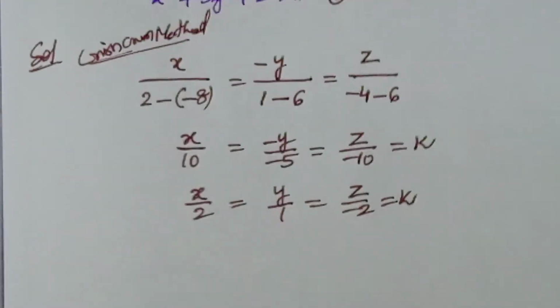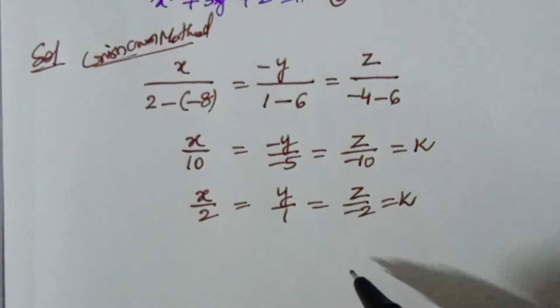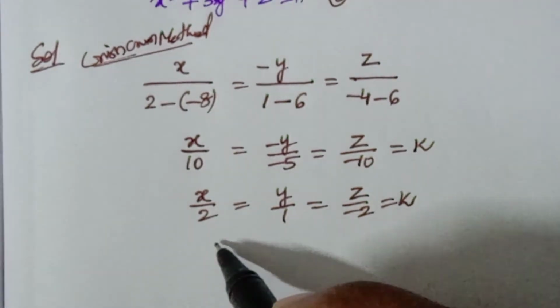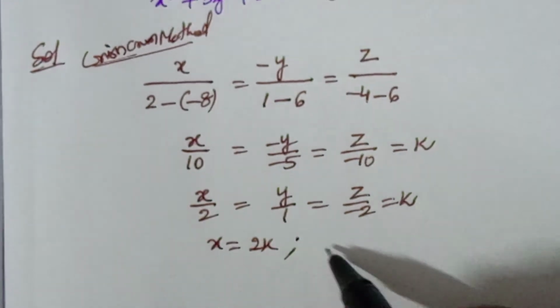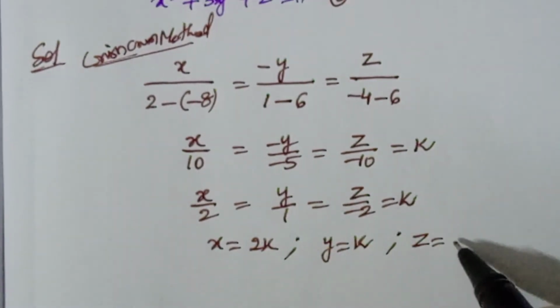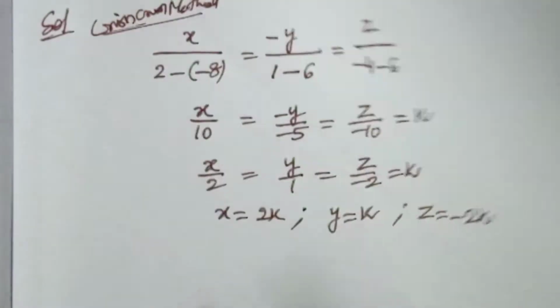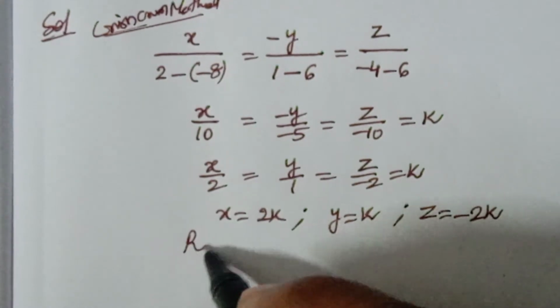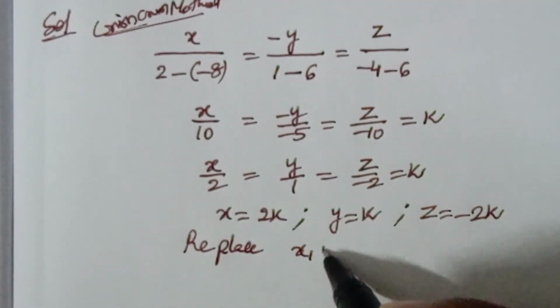So this is one new model. So here what are you getting? x is equal to 2k, y is equal to k, z is equal to minus 2k. Now replace x, y, z in the third equation.